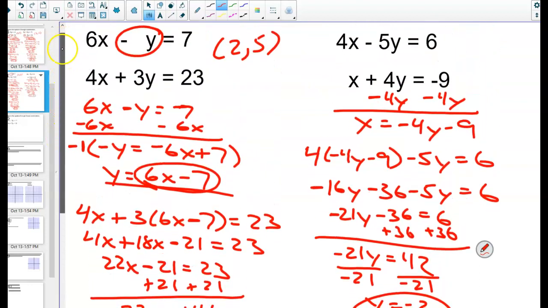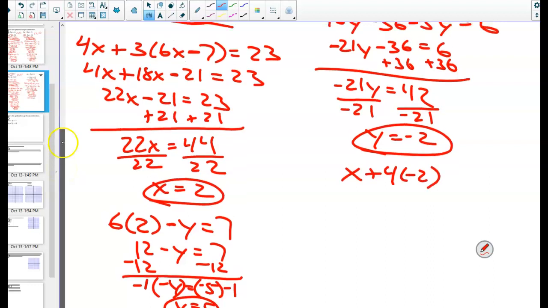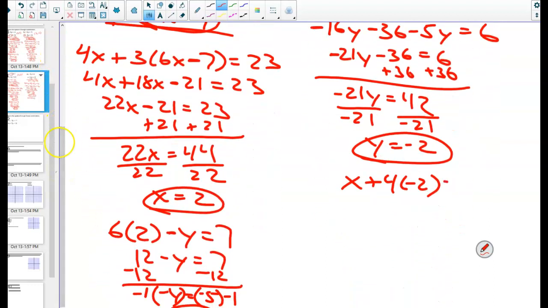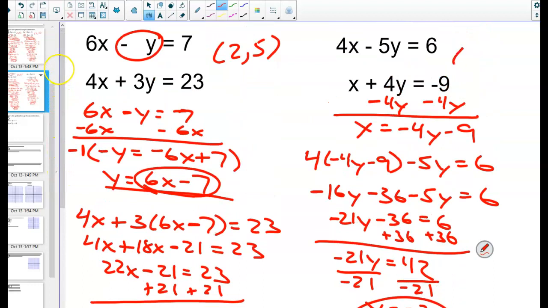And then I plug back in: x plus 4 times negative 2 equals a negative 9. 4 times negative 2 is negative 8, which equals a negative 9. We add 8 to both sides, and my x equals a negative 1. And my answer is negative 1, negative 2. 4 times negative 1 is negative 4. Negative 5 times a negative 2 is 10. Negative 4 and 10 is 6. Negative 1 plus 4 times negative 2, negative 1 and negative 8 is a negative 9. And that is our answer.